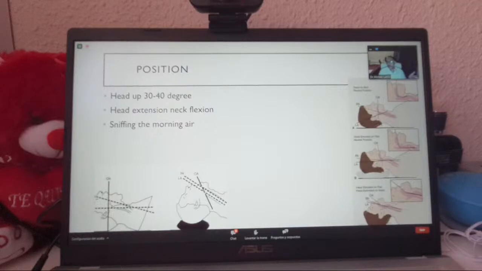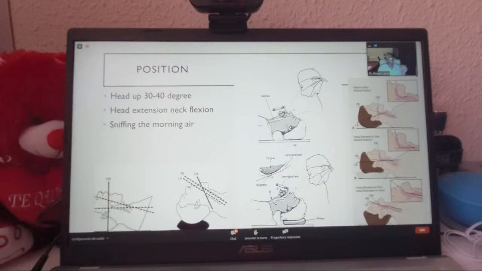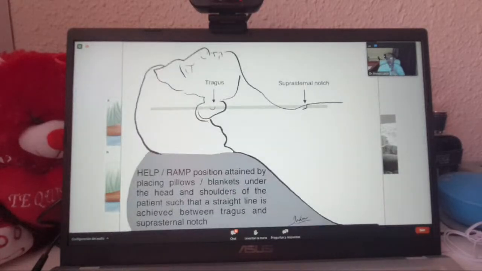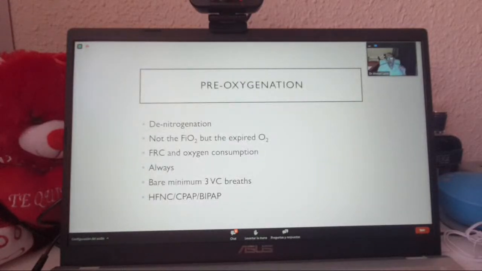Maintain a good position of your patient. We all know about that. For the line of sight, you have to keep the oropharyngeal-laryngeal axis straight. So use the sniffing morning position, use a ramp, whatever, especially in obese patients, where you have to get the tragus of the ear at the level of the suprasternal notch. And this is the idea. So you get the patient in this position, it makes your life easier.